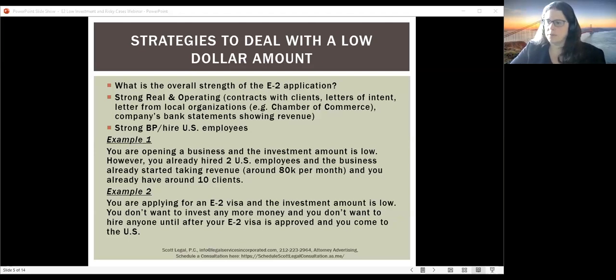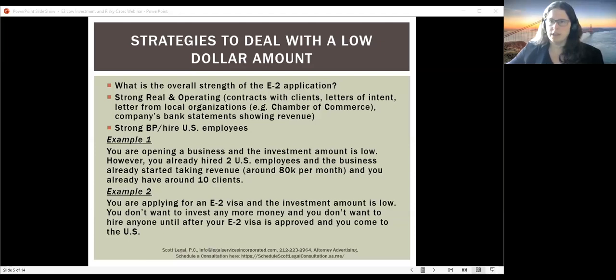If we contrast with the second example, you have a low investment amount, but you can't invest any more. You're not going to hire anyone. And you want to come to the US now. In this case, it's certainly possible to get an E-2 visa approved with a lower investment amount and without having hired employees, or without having taken in revenue, or even sometimes without having client contracts. But it does make the case riskier.